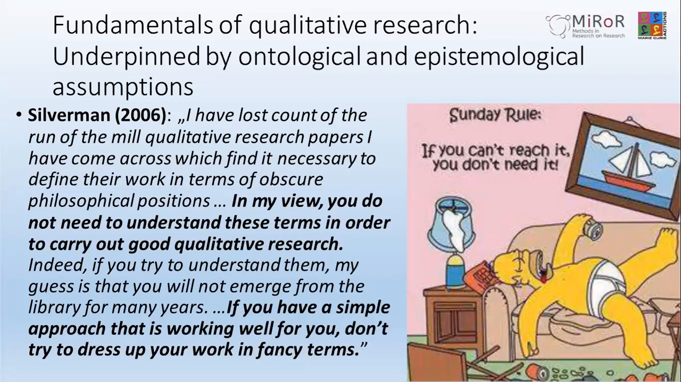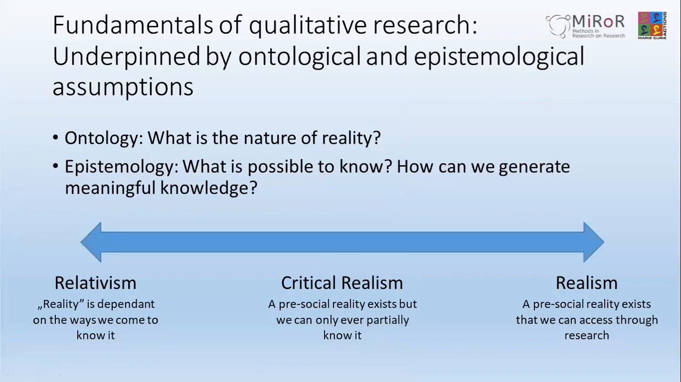For example, from this book I have taken these words. He says, I have lost count of the run of the mill qualitative research papers I have come across which find it necessary to define their work in terms of obscure philosophical positions. Now you see, even each one of you, if I take back to this particular slide, and if I ask you, can you tell me what do you mean by ontology or epistemology, relativism, interpretivism, or phenomenology, you will be a little bit uncomfortable. Reason, you haven't read about them at all.